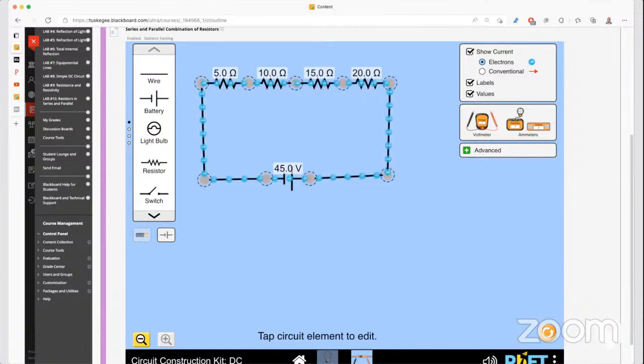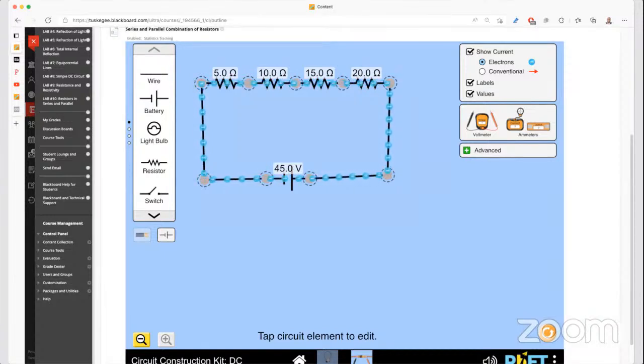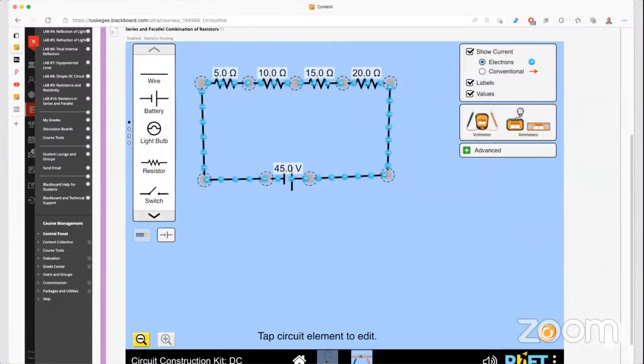And I deliberately chose different numbers because I don't want you to simply copy what is in the simulation. I wanted you to actually build your own circuit with the numbers given in your worksheets, and then have an understanding of how everything works.